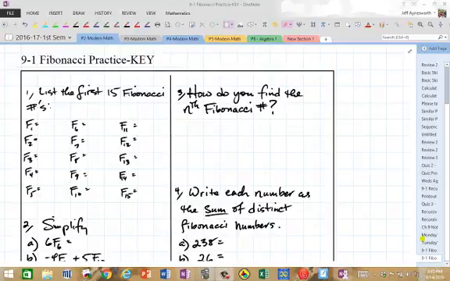Hey everybody, this is Mr. Ainsworth. We're going to get into a full review of what we've done so far this year in section 9.1, from the beginning of the year till now. So let's start off with the first 15 Fibonacci numbers.